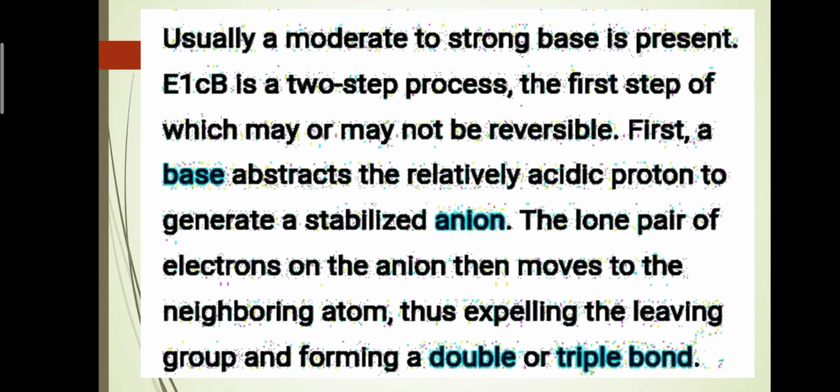E1cB is a two-step process, the first step of which may or may not be reversible. First, a base abstracts the relatively acidic proton to generate a stabilized anion. The lone pair of electrons on the anion then moves to the neighboring atom, thus expelling the leaving group and forming a double bond or triple bond.